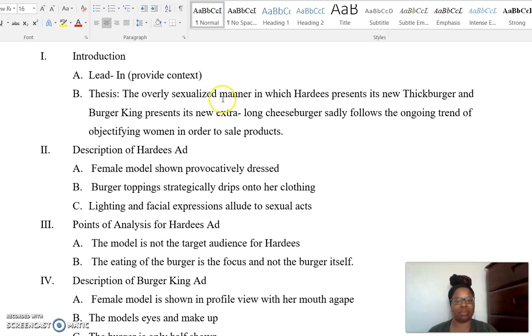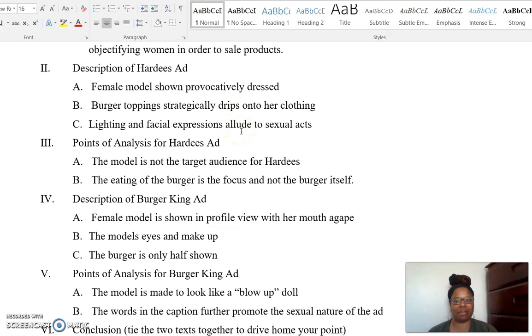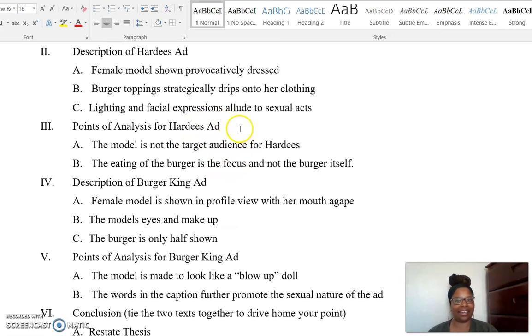So that's the argument. And so then you move in, describing the Hardee's ad, notice all the different ideas that describe it, analyzing the Hardee's ad. Notice the analysis is different from the description. Think about it this way. Description is fact, analysis is opinion. Fact, literally what you see. Opinion, what do you think about what you see?